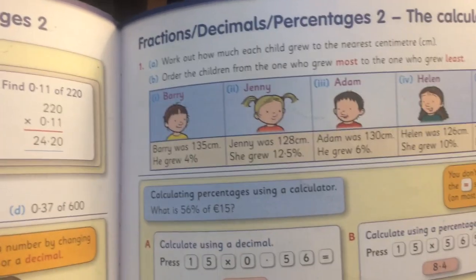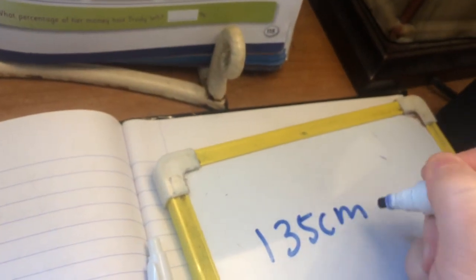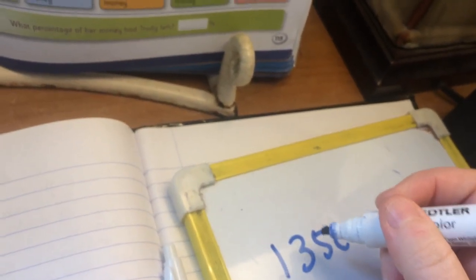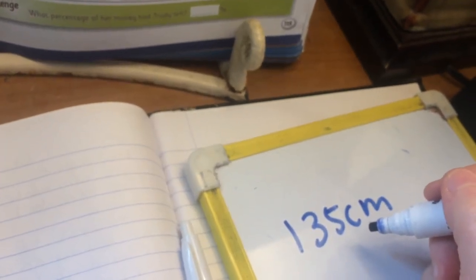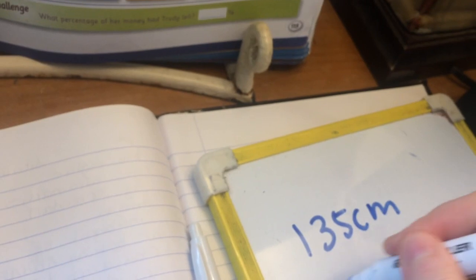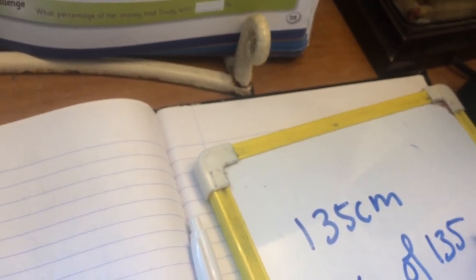So here we go. Barry is 135 centimeters, and he grew by 4%. So we have to find 4% of 135, and then we add it to it. Let's see how we do that using this percentage method. Okay, so hold on, let me get back to our calculator. Okay, so here's our calculator.